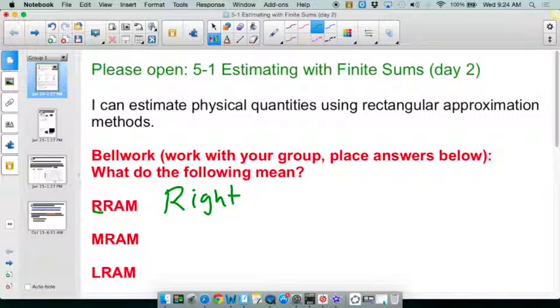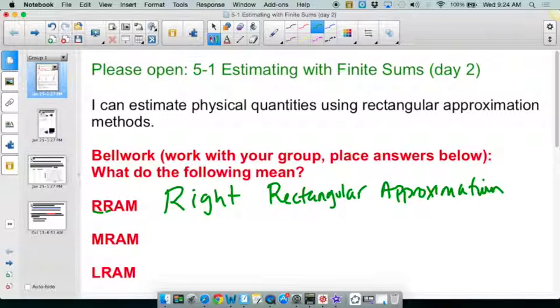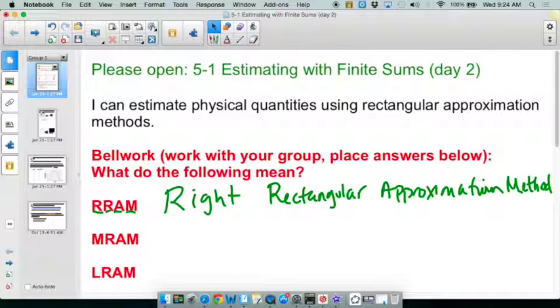That's the first R, rectangular. The second R, approximation. That's the A, method. From there you should be able to get the other two. You will never be asked to do an RRAM or LRAM, maybe in WebAssign, but on tests you'll be asked to do rectangular approximation methods.